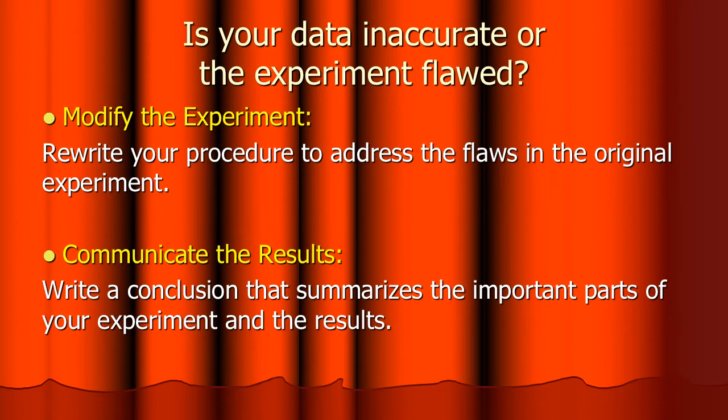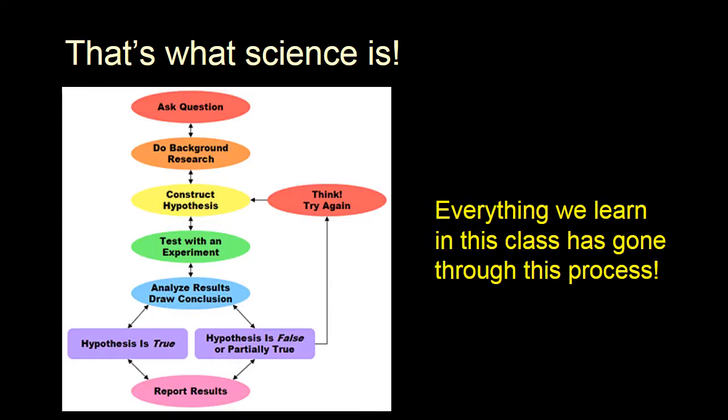And then it's very important for scientists to communicate their results. They're going to write a conclusion that summarizes the important parts of your experiment and the results. And all scientists do this. Anytime you've ever heard anything in the news, on TV, anything like that, where they have cited some sort of scientific experiment, these experiments have all been communicated with other people and checked out by other scientists to see if they've made any mistakes and gone through all of that process.